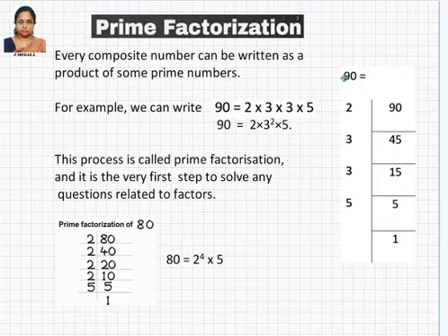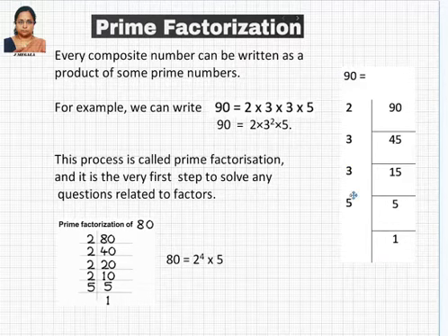So for example, take this 90. For this 90, we have to separate out all the prime factors. First, the simplest prime number is 2. When you remove that, it's going to be 45. Then again, you take out 3 from this, and it's going to be 15. Again, remove one more 3, and it's going to be 5. Then remove that 5, and it's going to be 1. So that's the end of it.